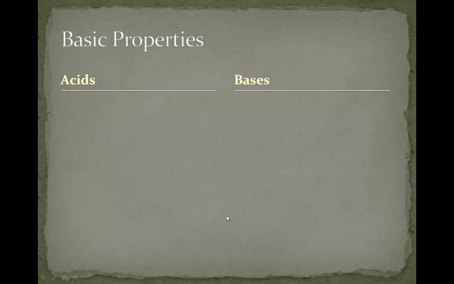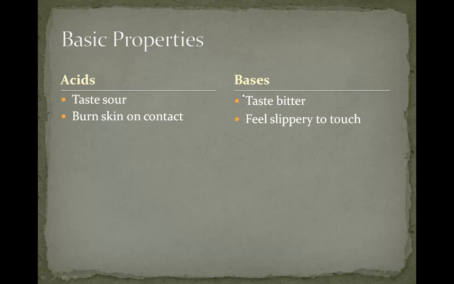So let's talk about some basic properties of acids and bases. Acids taste sour and bases taste bitter. If you've ever eaten something with vinegar in it, vinegar is very sour tasting because it's made out of acid. Likewise, if you've ever tried antacids like Tums, they're flavored because they're made out of chalk, which is very, very bitter. Acids will burn your skin on contact. Bases will feel slippery to touch, like soap.